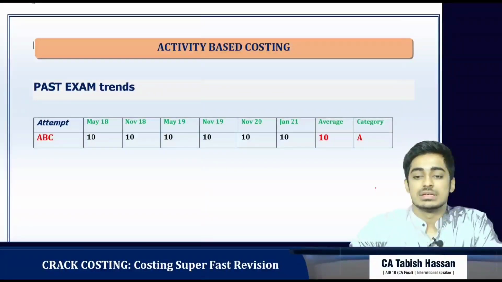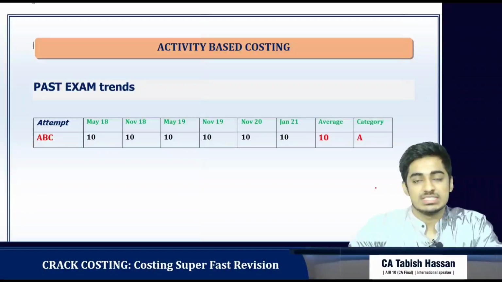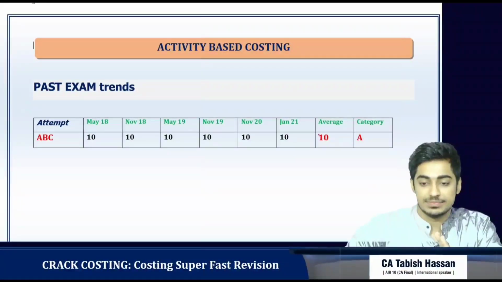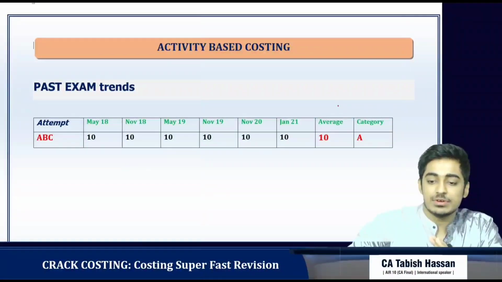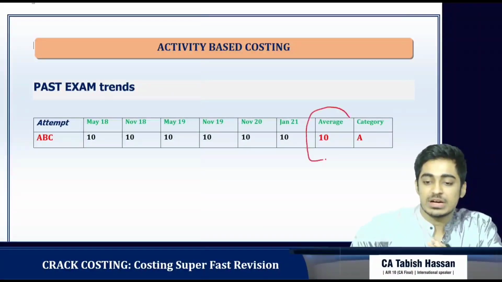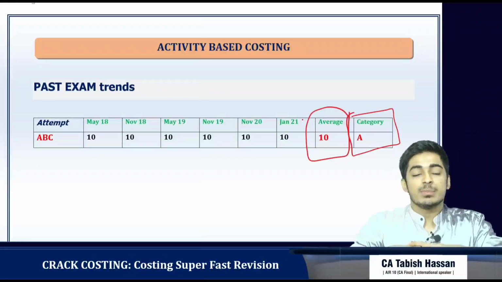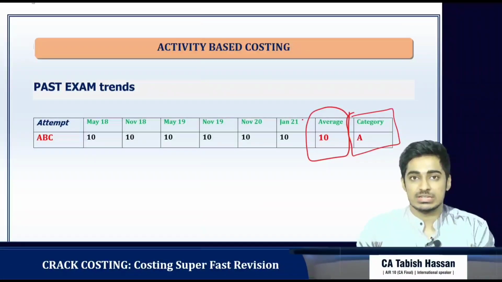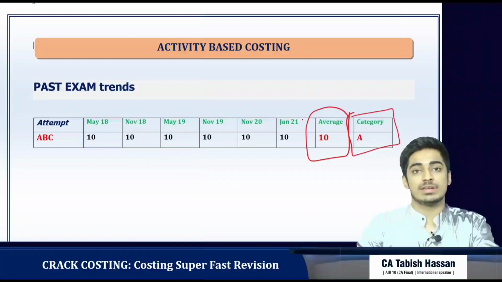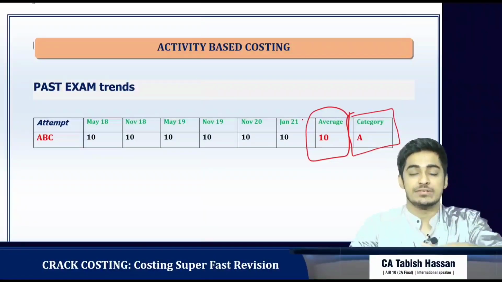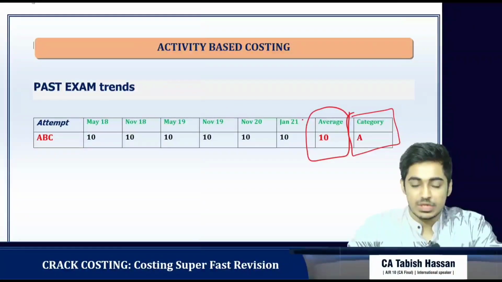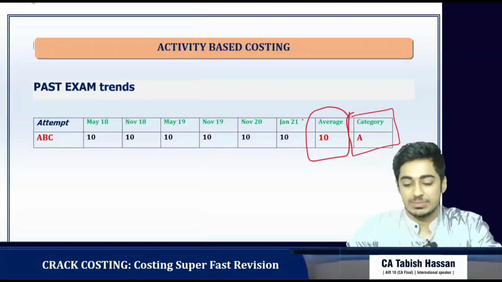This chapter is very important from the exam perspective, and every attempt there is at least one 10-mark question. So undoubtedly it falls in the category A chapter. Also, there is a lot less to learn here because the entire background is set in the chapter overheads. We just have to dwell further to extract what activity based costing is. So let's begin activity based costing.